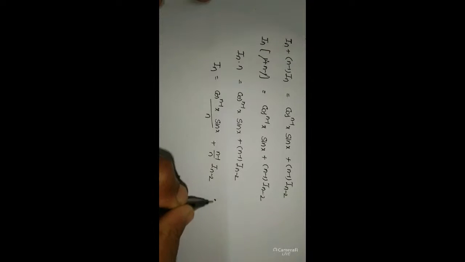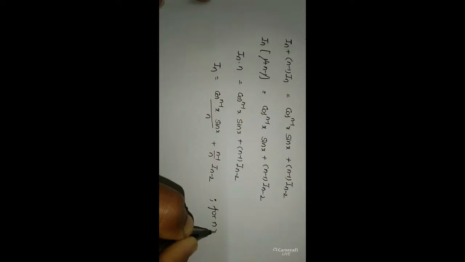Therefore the value of I_n, writing this n to this side, is cos^(n-1)x sin x by n plus (n-1) by n into I_(n-2). So this is the formula of the integral cos^n x dx, the reduction formula for integral cos^n x. This is applicable for the values n greater than or equal to 2.